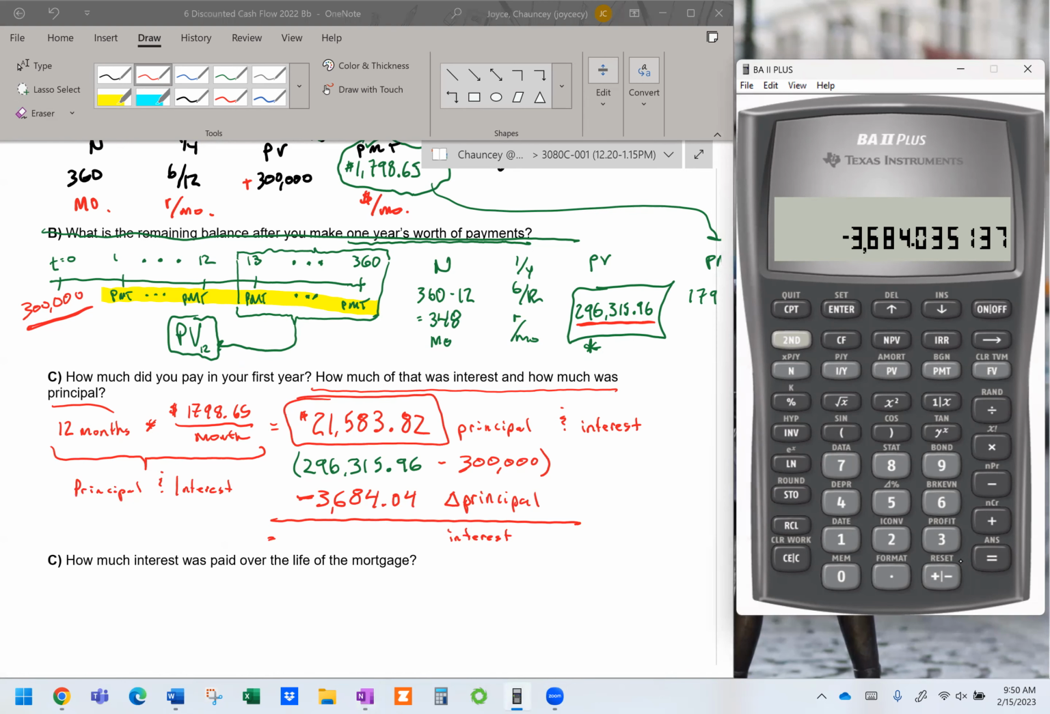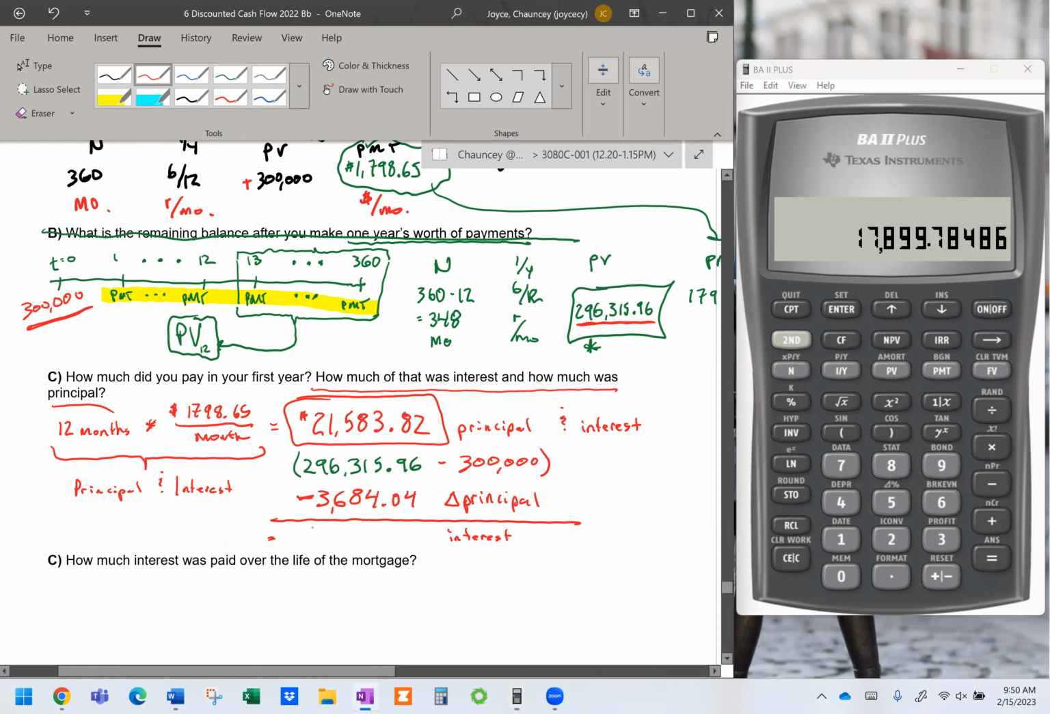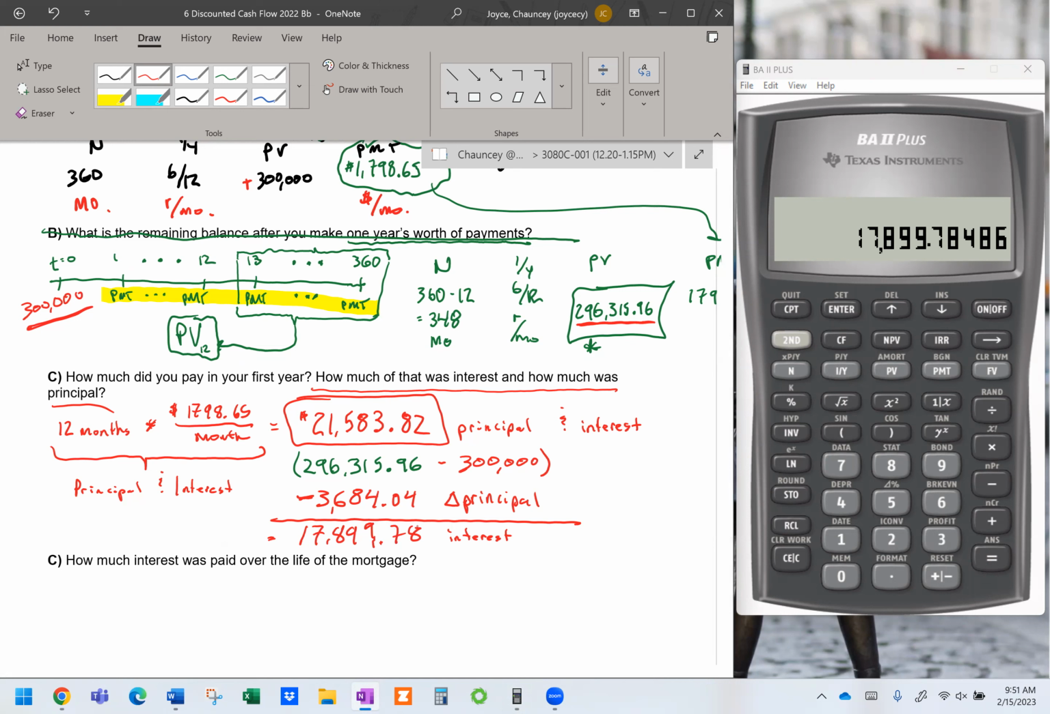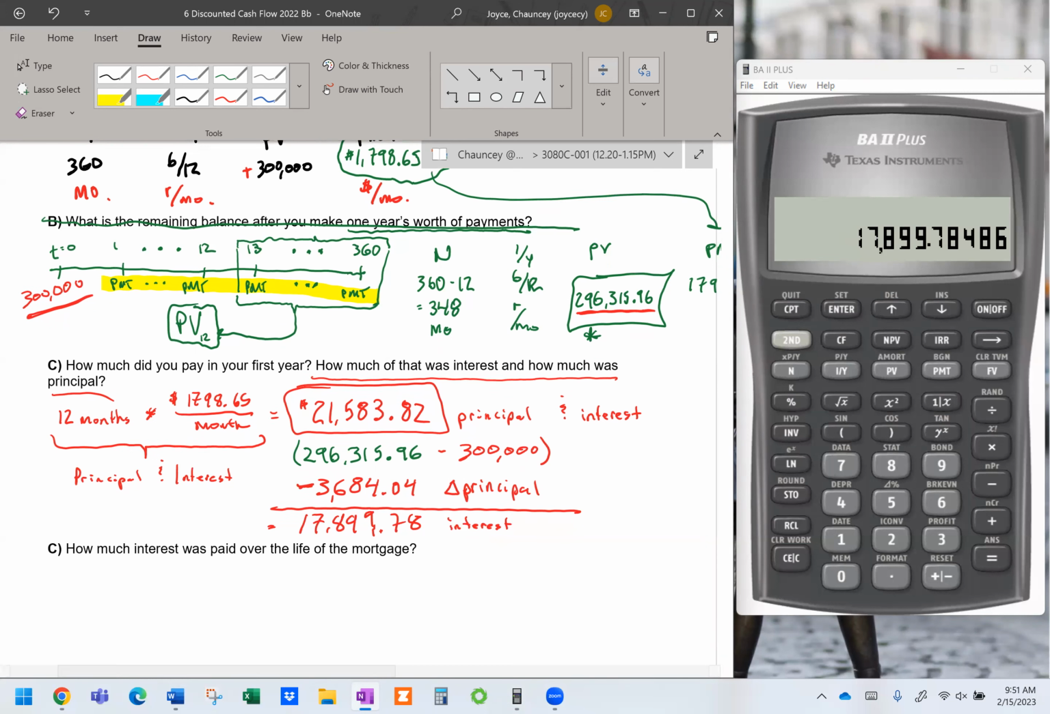Okay, so let's put that negative back in there and combine it with our 21,583.82, and we see 17,899.78 is an interest. So, like I was mentioning before, your early payments are primarily interest. Your later payments in the loan are primarily principal.